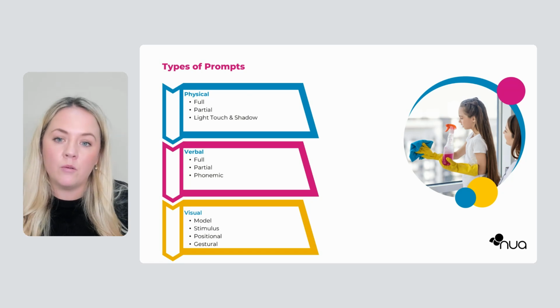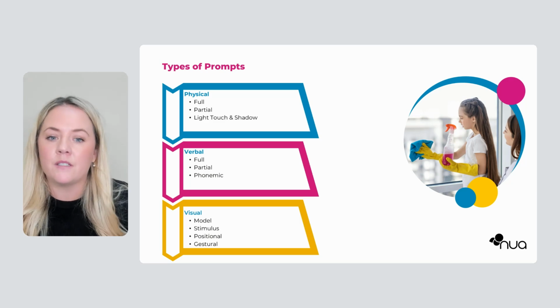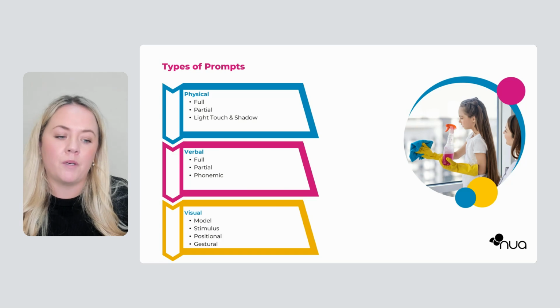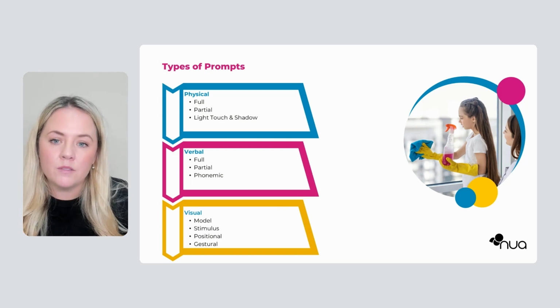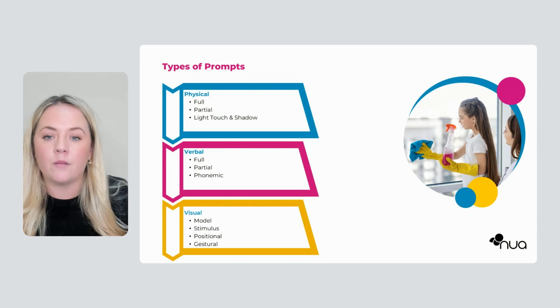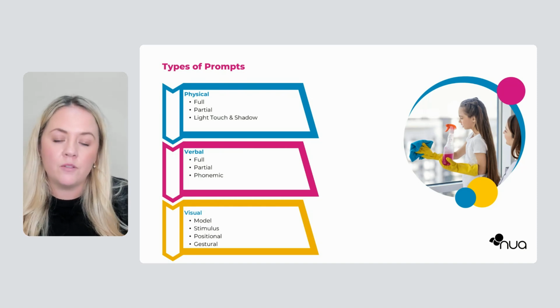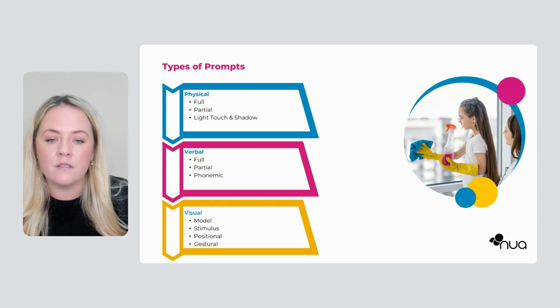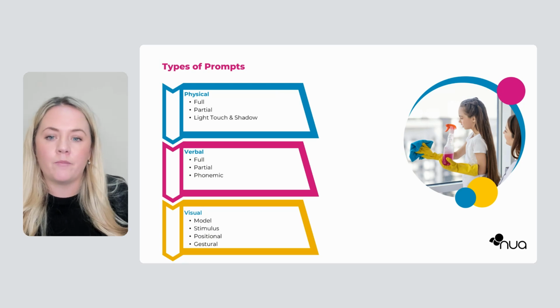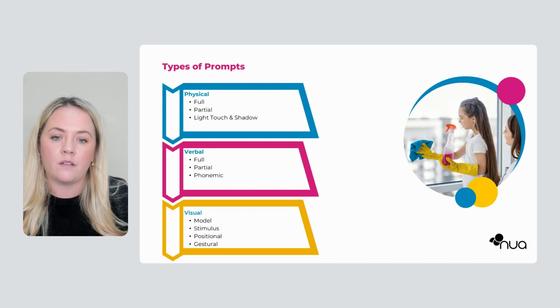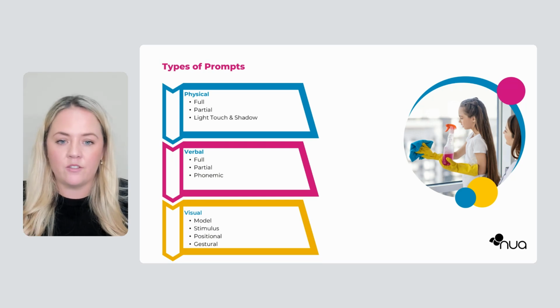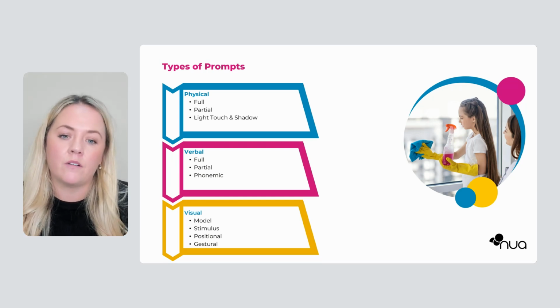We have a stimulus prompt, which can be a sign. So something like go, for example, is a sign in our environment, a stimulus prompt in our environment. Positional prompts, so whereby we might move the correct items closer to the individual. So for that example of toothbrushing, where we move the toothbrush closer to the individual to indicate it's time to start that sequence. And then gestural are things like pointing. So when we're trying to show somebody where to go, we'd use a gestural prompt to say over there. So using our finger or using our body language and hand gestures to indicate to the person the correct behavior.